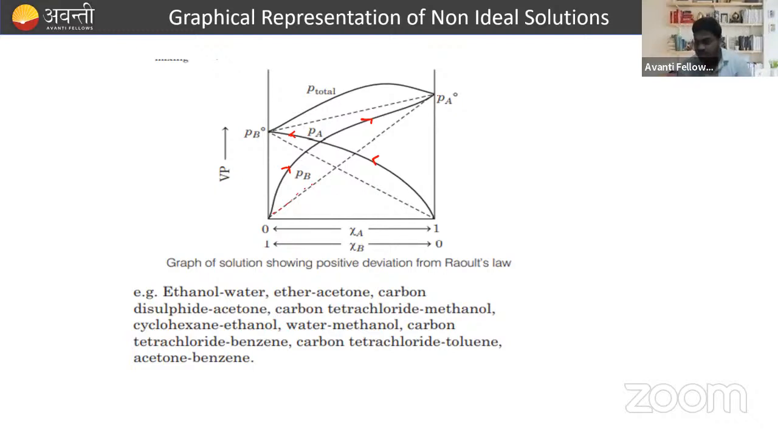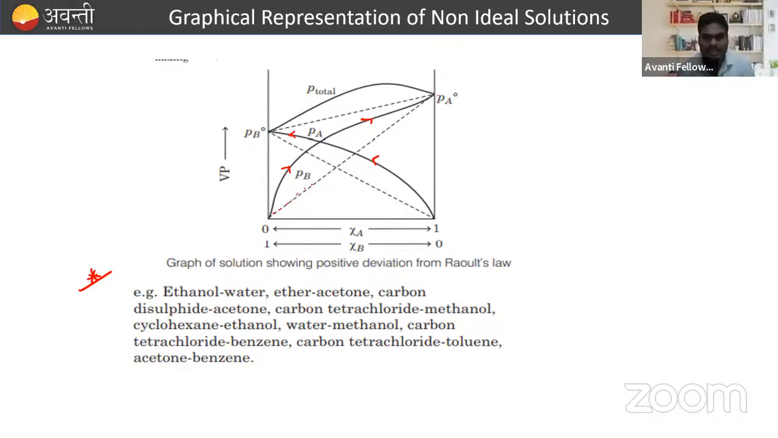So this one is very important, beta. What are the examples of positive deviation? Very, very important. Ethanol and water, ether and acetone, carbon disulfide and acetone, carbon tetrachloride and methanol, cyclohexane and ethanol, water and methanol, carbon tetrachloride and benzene, carbon tetrachloride and toluene, and acetone and benzene.